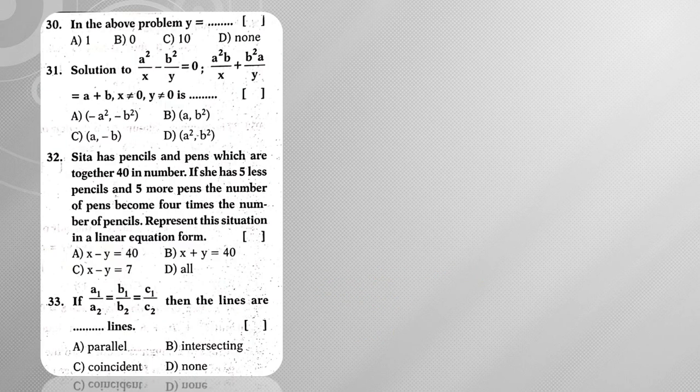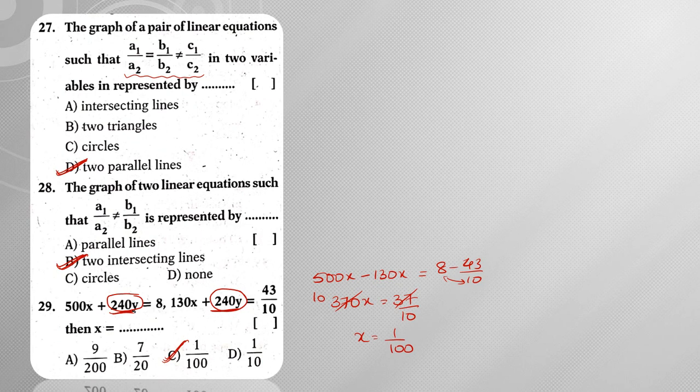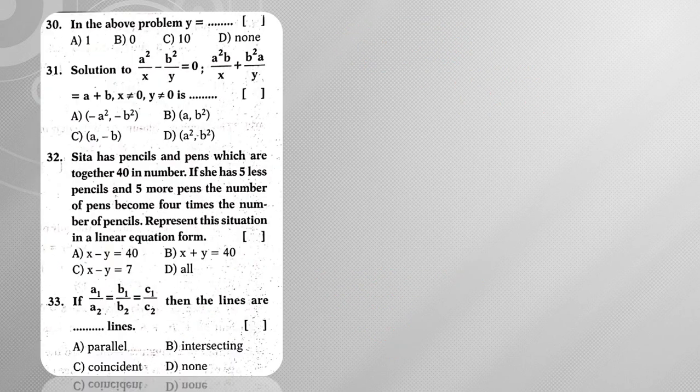Next, moving on to question number 30. In the above problem, what is the value of y? So when you substitute x is equal to 1 by 100, then what I am going to get? So 500 into 1 by 100 plus 240y is equal to 8. Now in 500, 100 goes 5 times. So when you transpose this 5, it becomes 8 minus 5, which is equal to 3. Now from this y is equal to 3 by 240, that is nothing but 1 by 80. Hence the answer is 1 by 80.